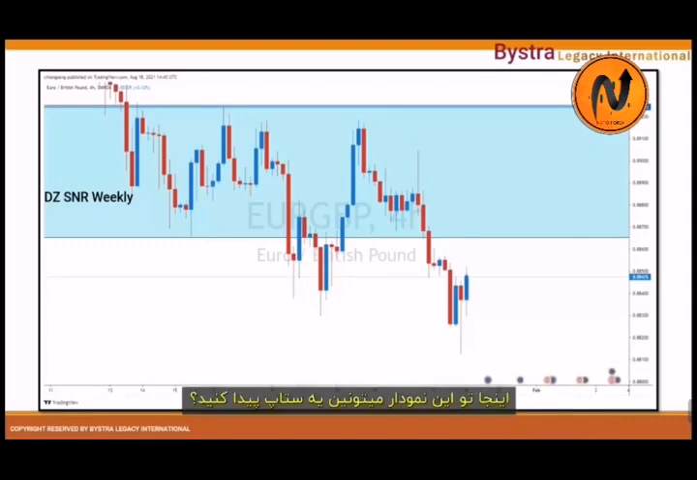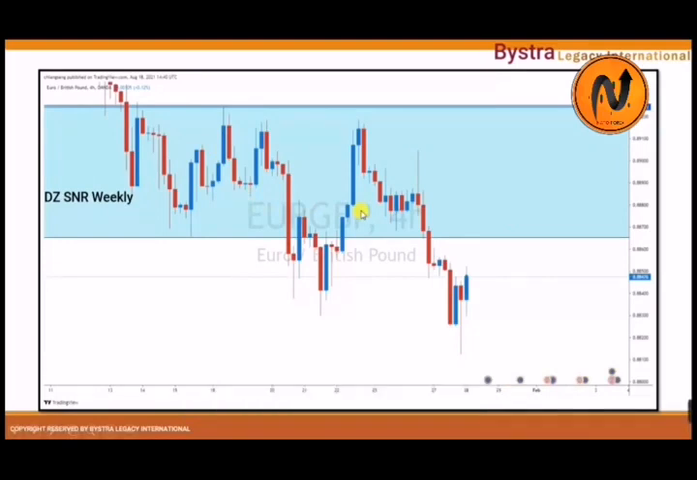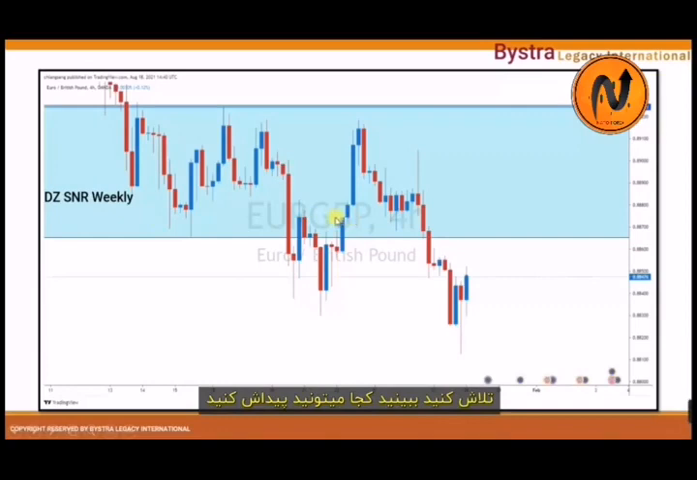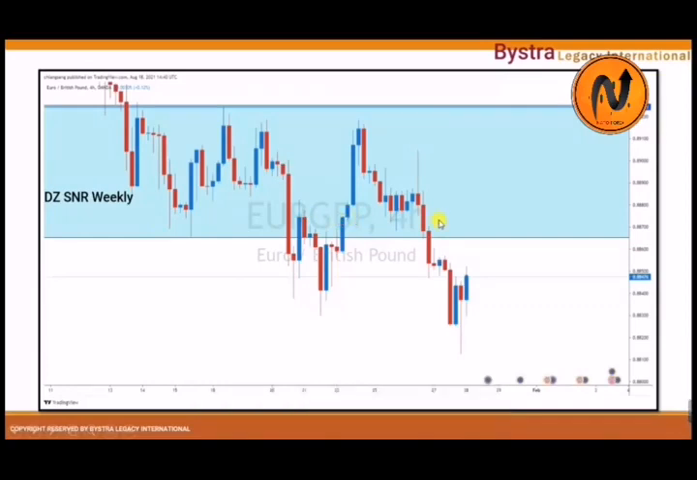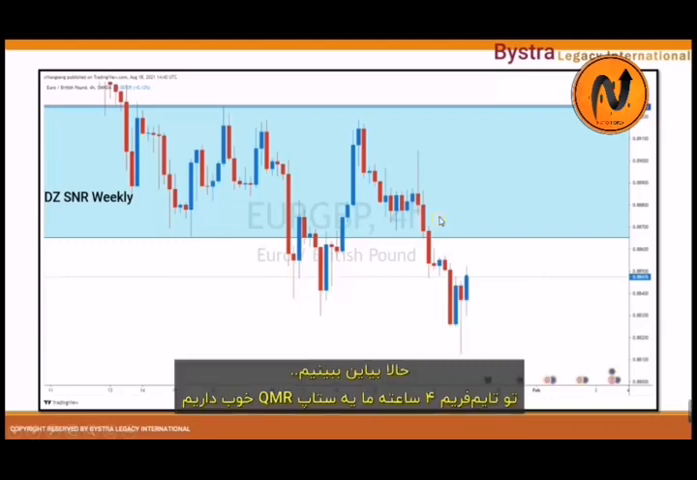Now, in this chart here, are you able to identify the setup? Let's try to see whether you find it. You got it? Okay, now let's look.